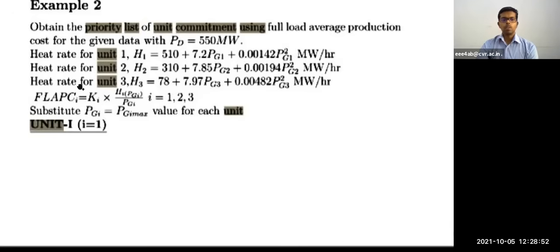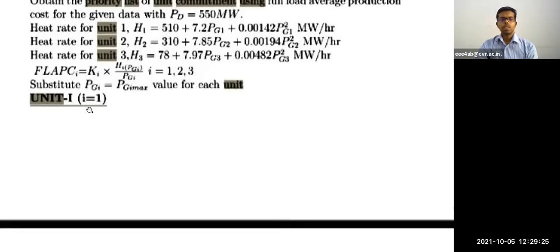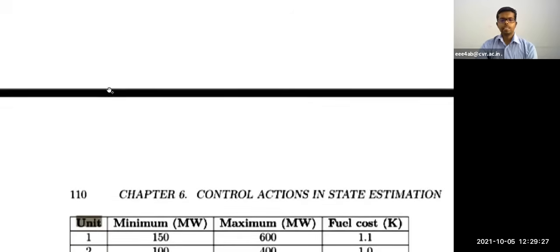So how to formulate the full load average production cost? What is step number 1? We need to formulate the full load average production cost. That is FLAPC of i is equal to Ki into Hi of Pgi divided by Pgi, for i is equal to 1, 2, 3. So 3 generating units are being given. So we need to substitute Pgi is equal to Pgi maximum for each value. So what is unit number 1? i is equal to 1.